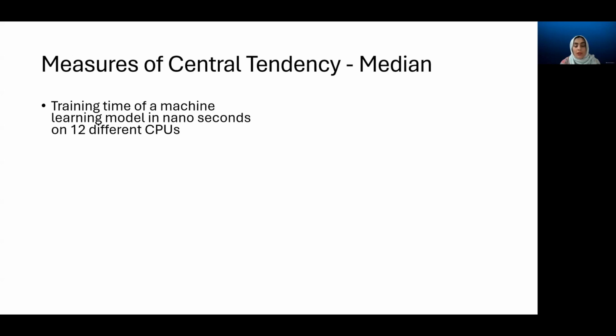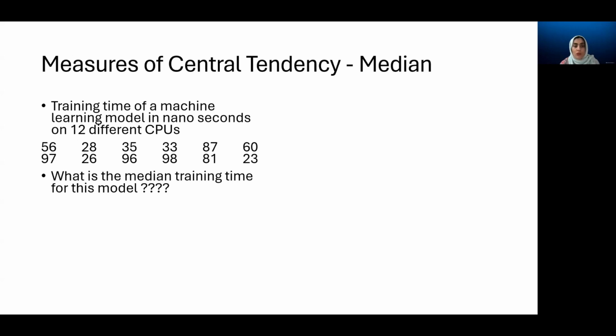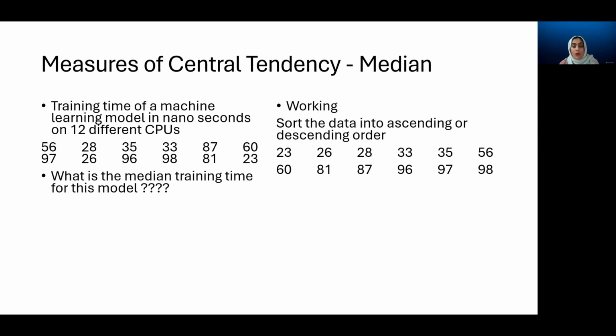There's another example here. We are given the training time of a machine learning model in nanoseconds on 12 different CPUs, so these are 12 different values. What is the median training time for this model? What do we need to do first? For median calculation, we need to arrange the data. We sort it in either order. We sorted it here in ascending order and got this arrangement.